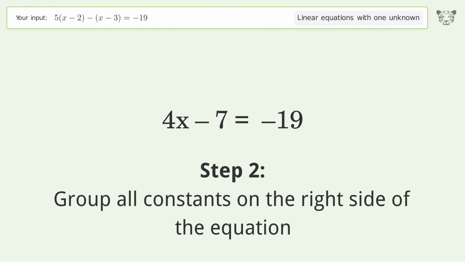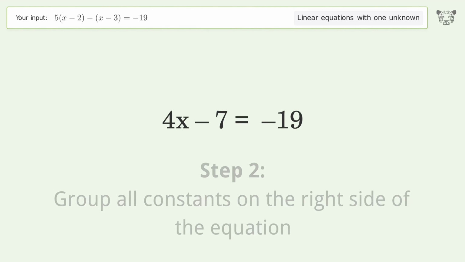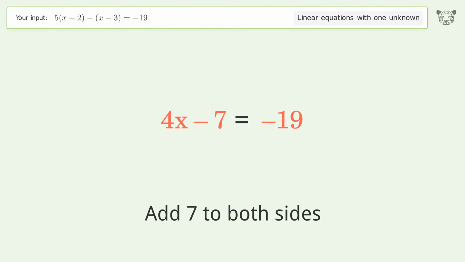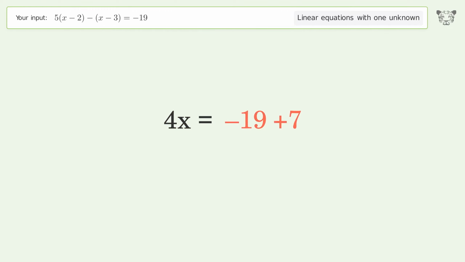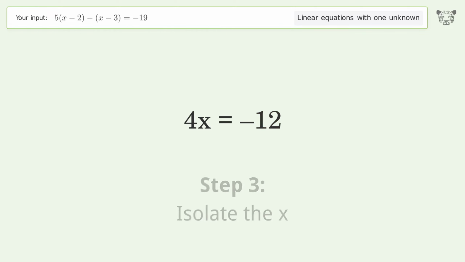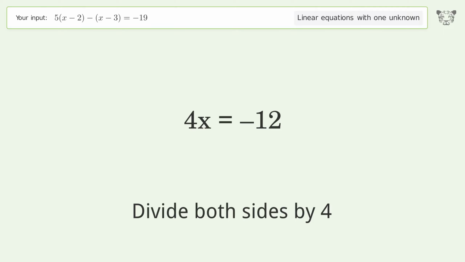Group all constants on the right side of the equation. Add 7 to both sides. Simplify the arithmetic. Isolate the x. Divide both sides by 4.